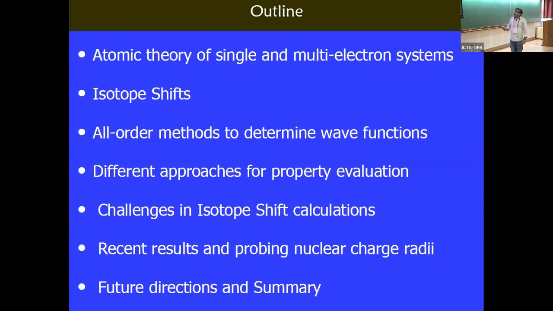I'll start with this: many times people think that when you talk about atomic spectroscopy theory, if you know hydrogen atom theory, that means you know how to calculate wave functions or energy levels. But let me tell you what the difficulty is, why it is not that simple, and we have to deal with a lot of complicated many-body theories.